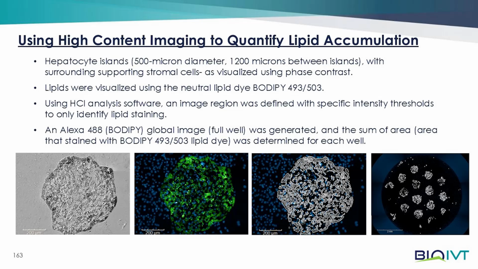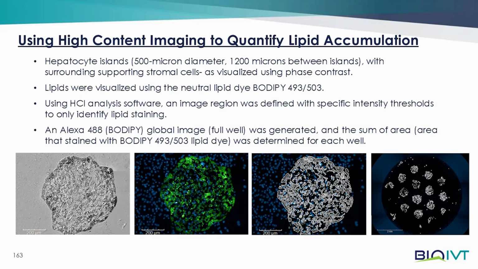So just to walk through that workflow, you can see the bottom left image is a hepatopac island. Those are the hepatocytes. And you can already see in that bright field image some of the lipids that have accumulated when we treated it with free fatty acids. For these studies, we used a neutral lipid dye, the BODIPY 493/503 dye. You can see that in the next panel over in the green stained portions of that image are the lipids.